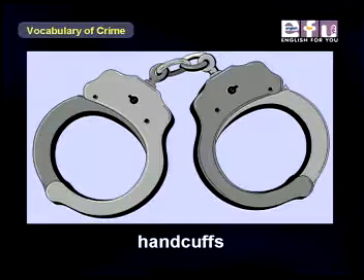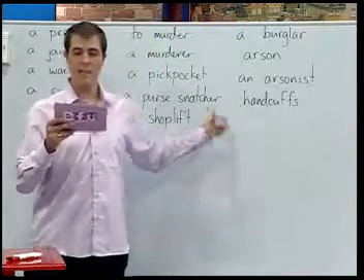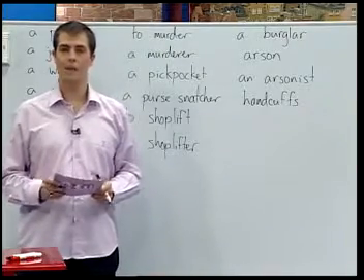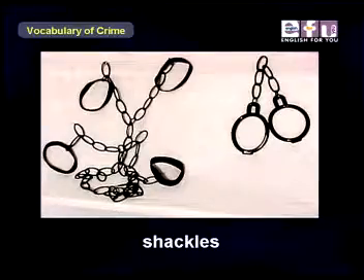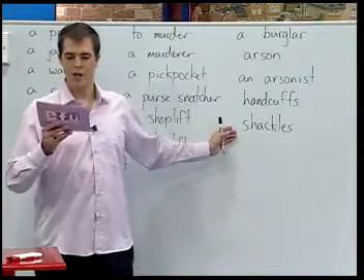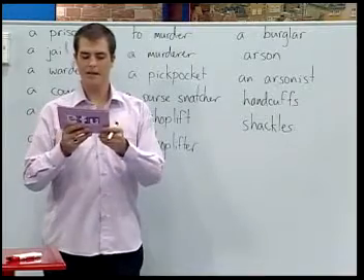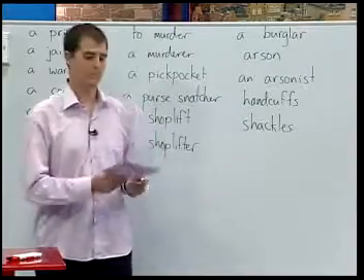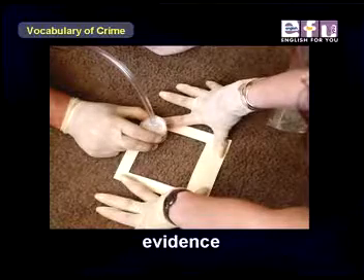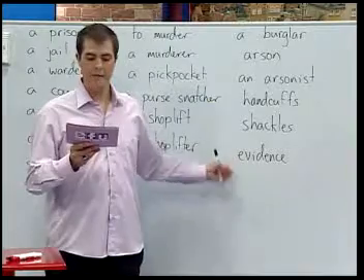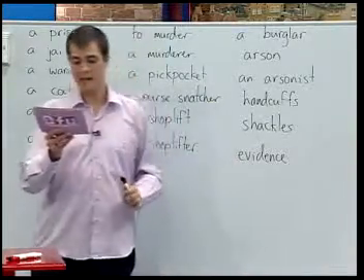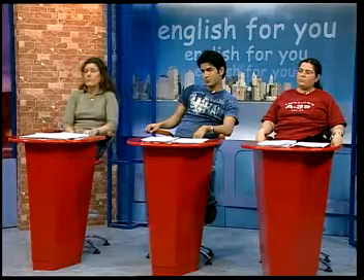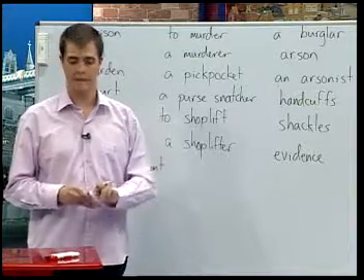Handcuffs. Handcuffs are a pair of metal rings joined by a chain used for holding a prisoner's wrists together. Shackles are metal rings joined by a chain, and they're used for fastening a prisoner's feet or hands. They're similar to handcuffs. And lastly, we have evidence. Evidence is facts, objects, or signs that make you believe something is true. For example, fingerprints, hair, footprints are examples of evidence.